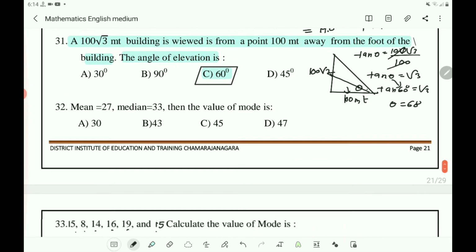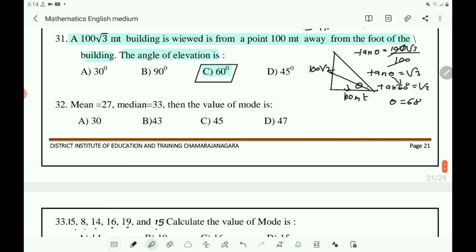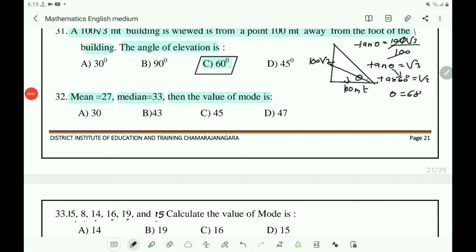Then next you take question number 32. Mean equals 27. Median equals 33. Then the value of mode is. The relation among mean, median, mode. Empirical formula of the relation mean, median, mode.